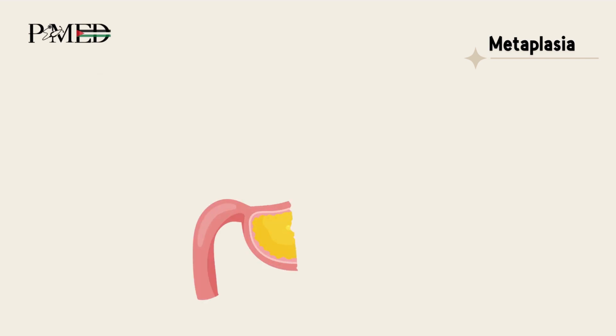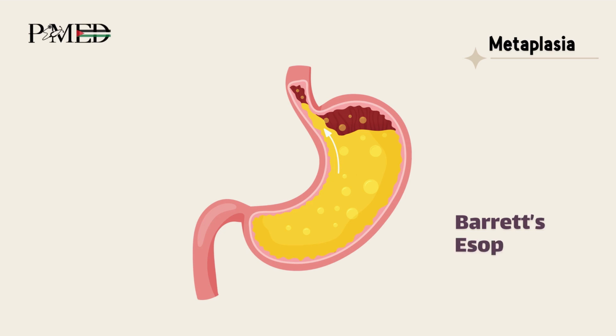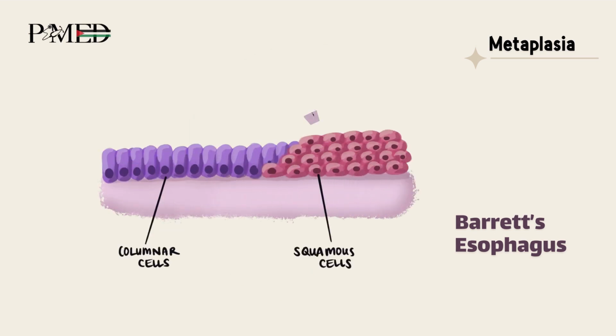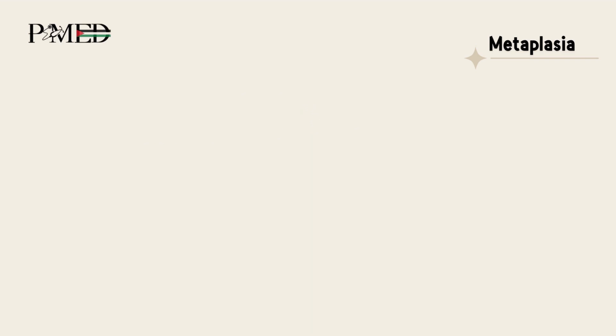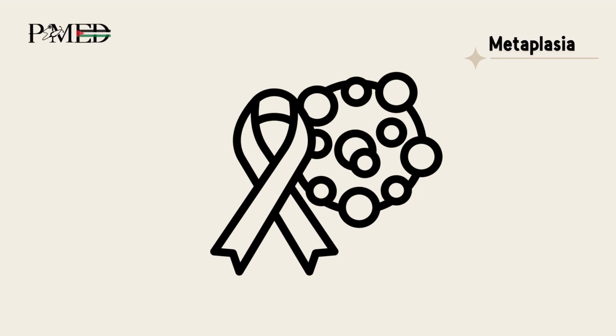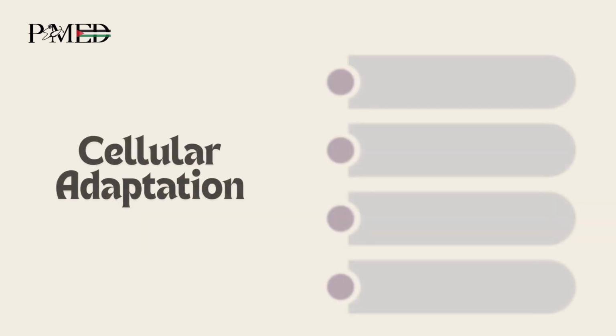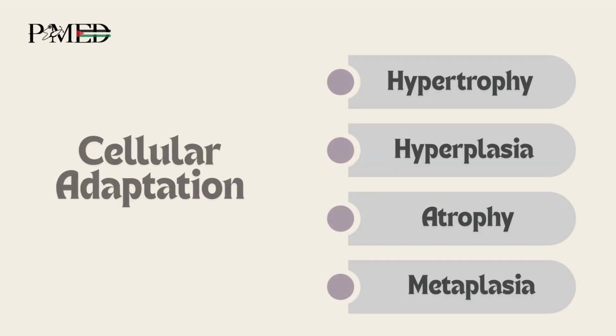Another key example is Barrett's esophagus, where chronic acid reflux leads to a change in the lining of the lower esophagus. The tissue adapts to better tolerate acid exposure, but this change also increases the risk of developing dysplasia and eventually cancer. Overall, cellular adaptation is a powerful survival strategy.